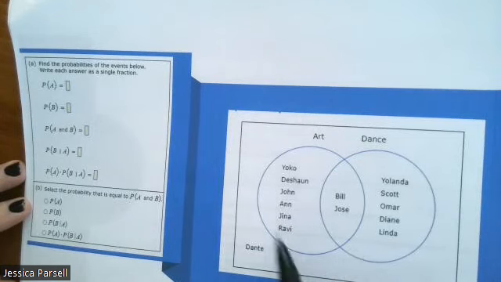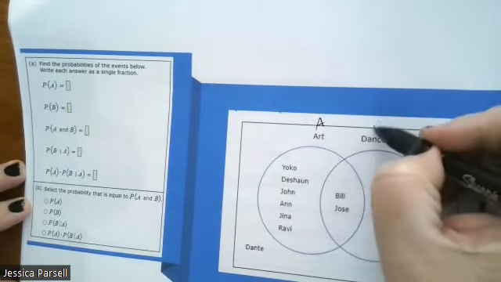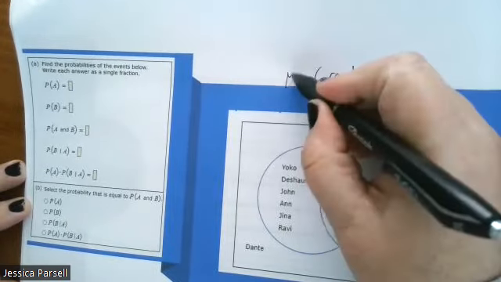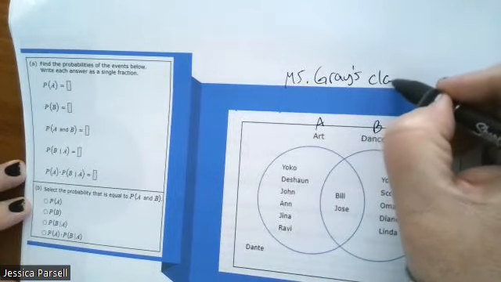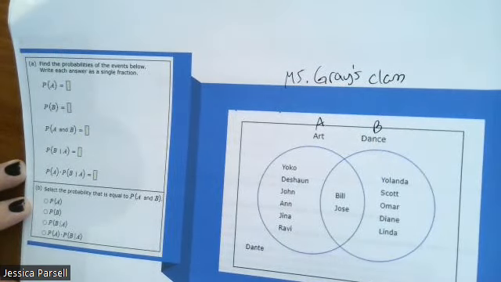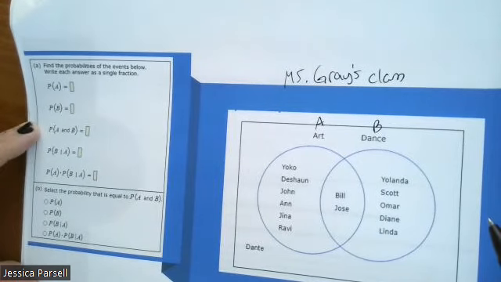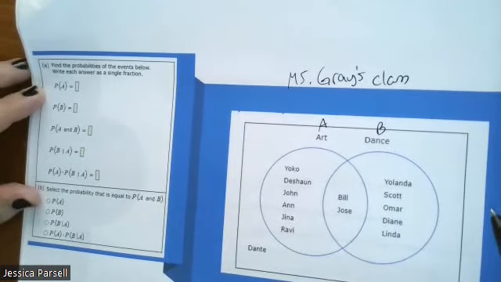Okay, so this is the same double Venn diagram. It's Mrs. Gray's class. Remember, this is event A and this is B. Everyone living in this universe is in Miss Gray's class. And then some of them are in art club and some are in dance. So we have a whole slew of questions we're being asked. So first of all, we want to know what's the probability of A, okay?